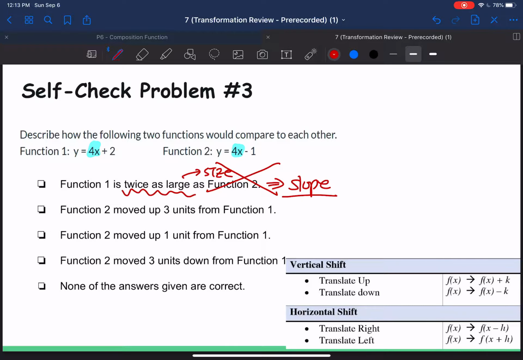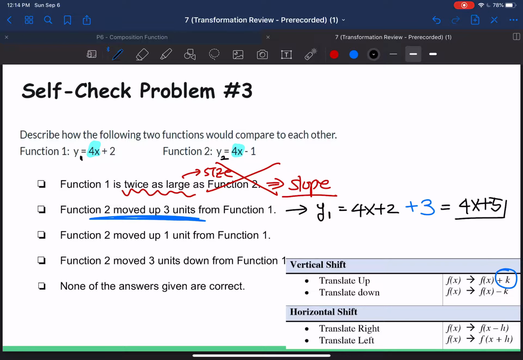Next one, function 2 moved up 3 units from function 1. Let's just do this. My function 1 was 4x plus 2. To make it easy, I'll just put 1 and 2. Moved up 3 units means what? We're adding 3. If you simplify this, you will have 4x plus 5. That's different than my 4x minus 1, which means this one is not the answer either.